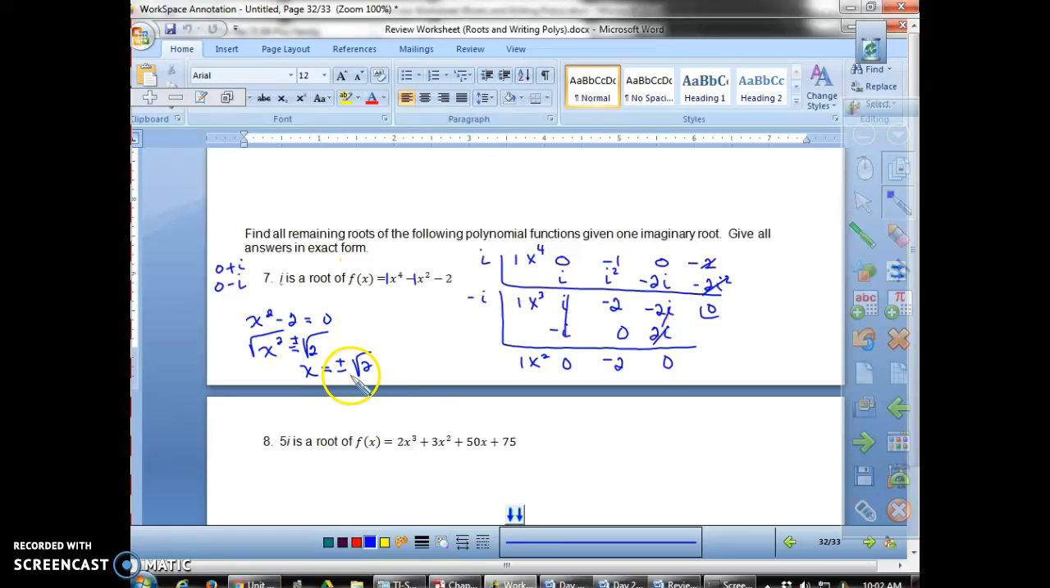So I have 2 irrational roots, and then my original plus i with the minus i that I knew to add. So 2 imaginary. So I have all 4 roots. Okay, let's do another one of these.